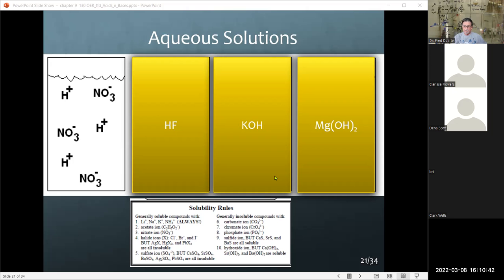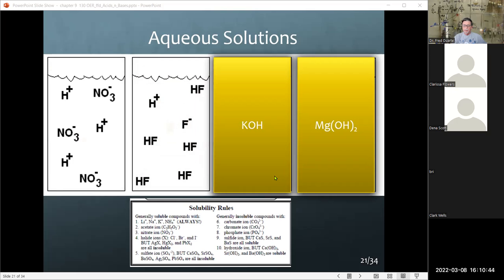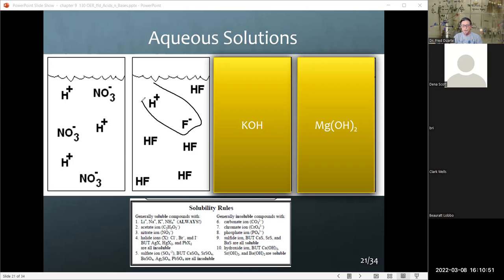HF, by definition, was a weak acid. And so here show at least one set of ions in solution. The rest of them, however many you want to put in, but at least minimum 3 to 5, put them together because they're not separated. So that depicts a weak acid.